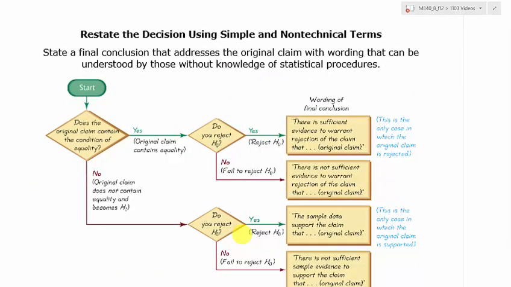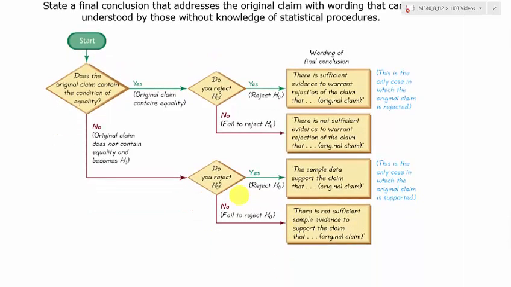The last thing that you'll need to do when you're doing a hypothesis test is to restate the decision using some simple non-technical terms. This is the way that you want to make your statement once you're finished. The first thing you want to do is figure out where your claim is. When I write out my null hypothesis and my alternative hypothesis, I write the word claim after whichever one it's in, so that I know when I go to make my statement where the claim is.